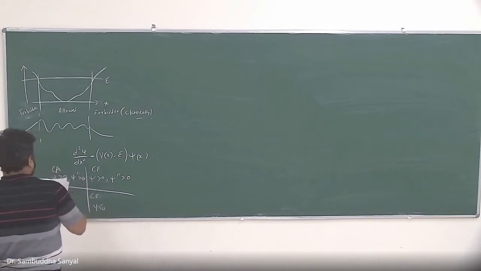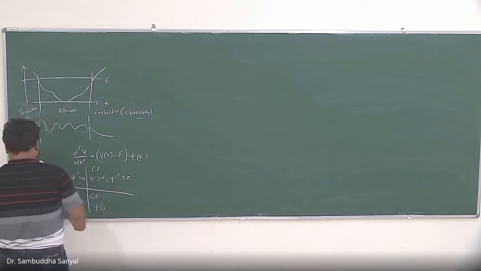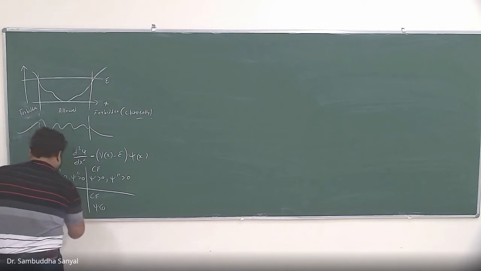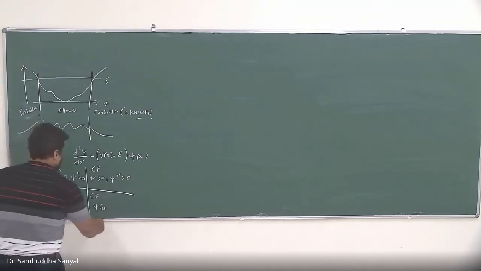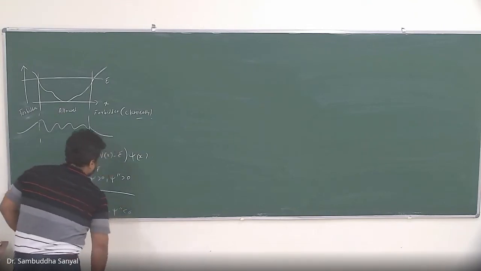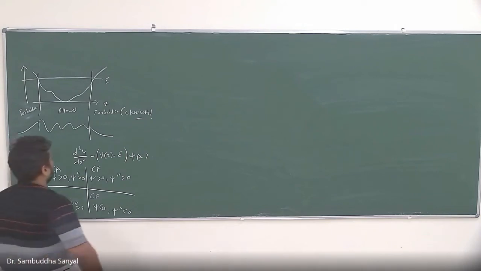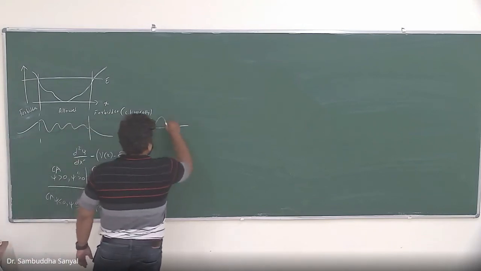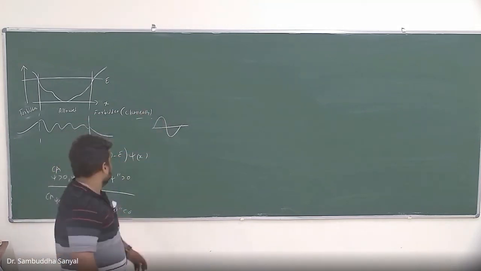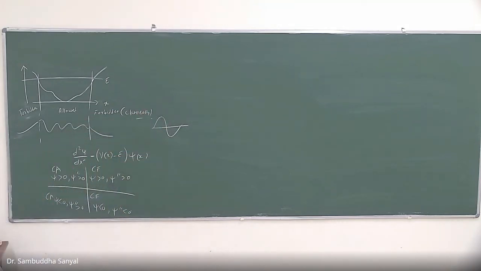Okay. So now what will happen here? So here psi double prime will be greater than 0 and here psi double prime will be less than 0. How am I saying psi is less than 0? It's a wave function. It can be negative, right? I'm telling you all the possible solutions. So the wave function could be something like this, greater than 0, less than 0. I'm just saying what will be the relation between psi and psi double prime.